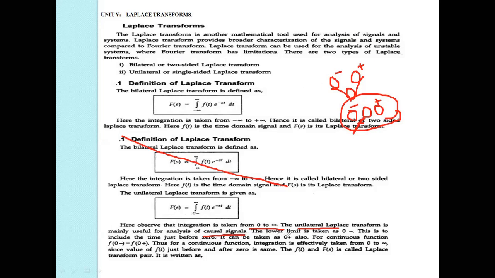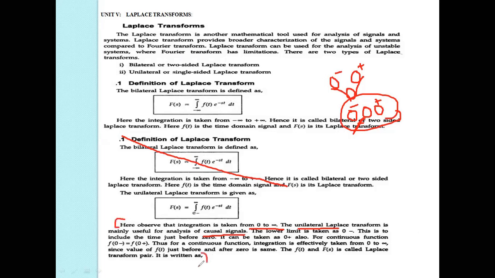It can be taken as 0 plus also. For a continuous time function, f of 0 minus is equal to f of 0 plus. Both are the same. Thus, for a continuous function, the integration is effectively taken from 0 to infinity, since the value of f of t just before and after the 0 is the same.